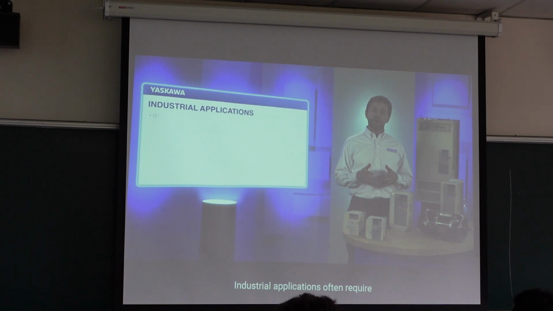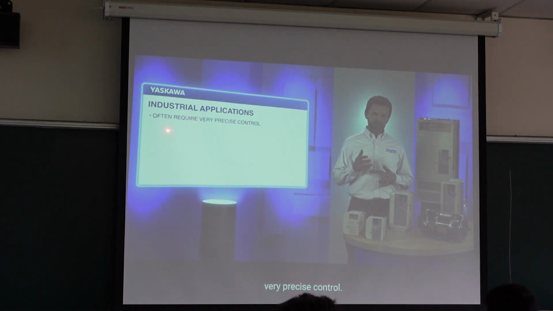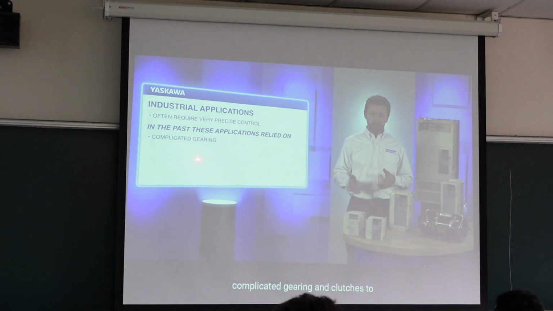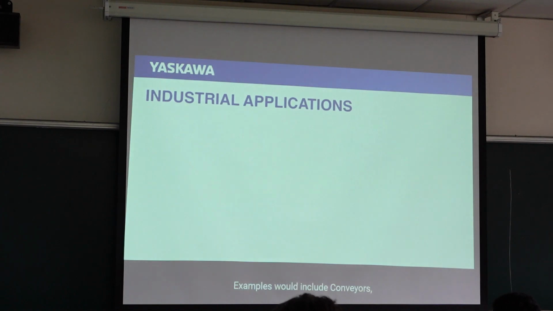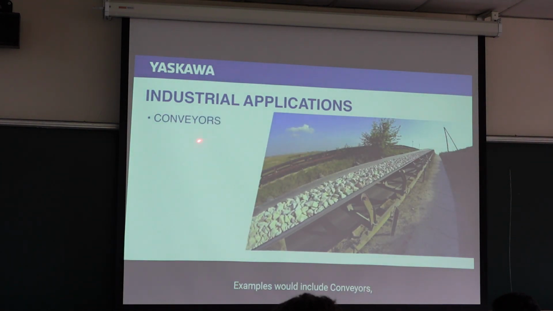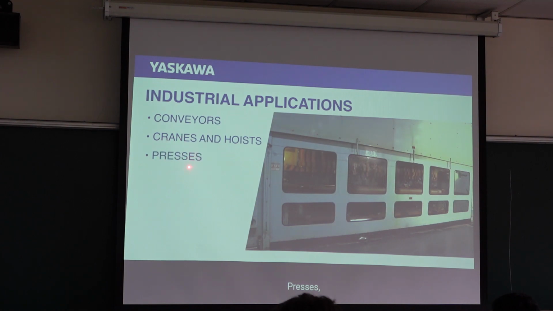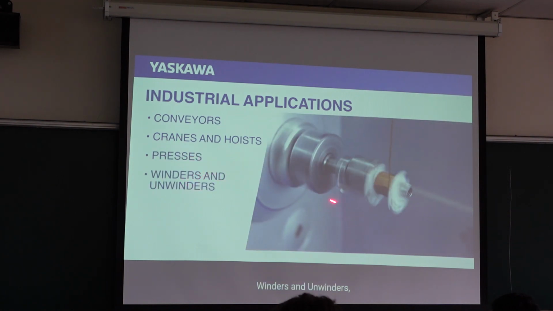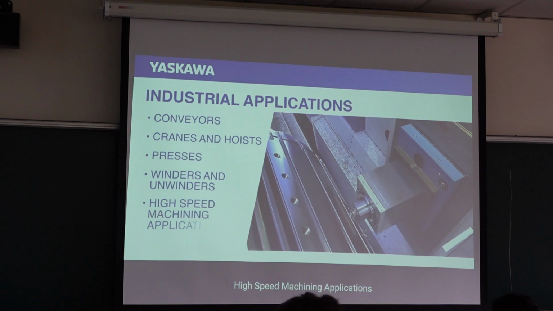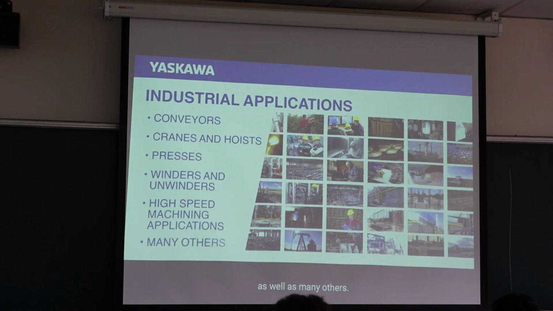Industrial applications often require very precise control. In the past, these applications required complicated gearing and clutches to control the speed of the system. Examples would include conveyors, cranes and hoists, presses, winders and unwinders, and high-speed machining applications, as well as many others.